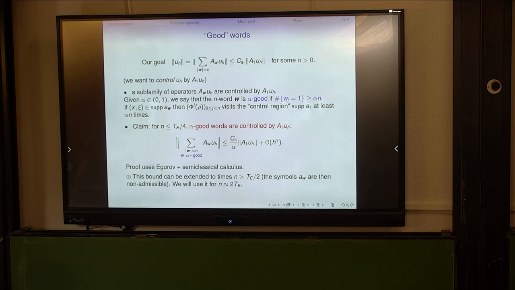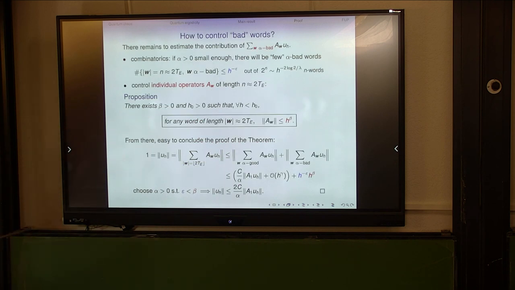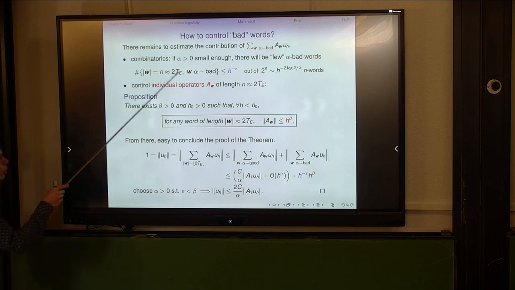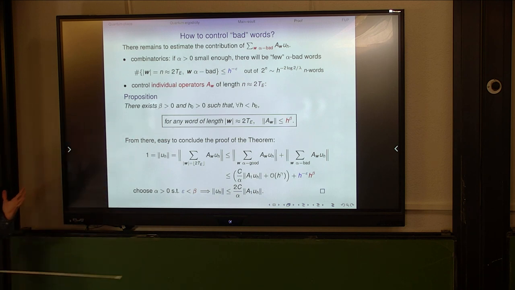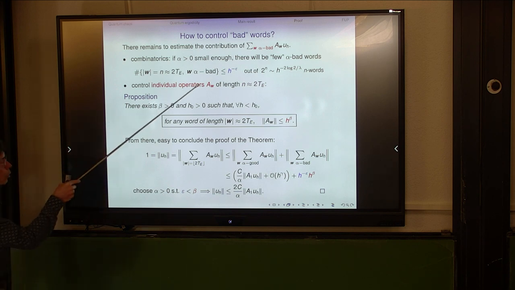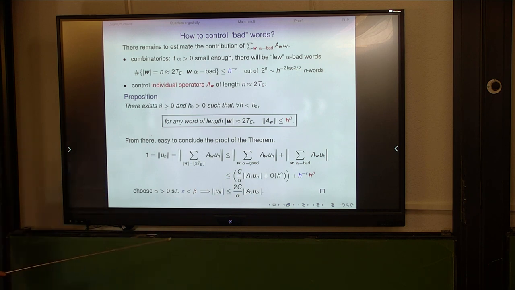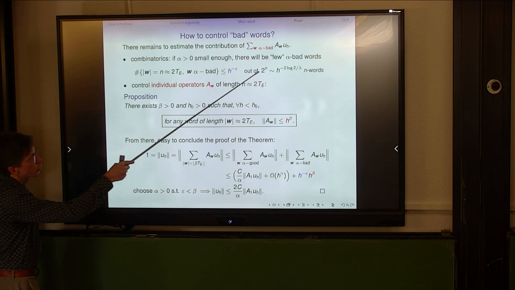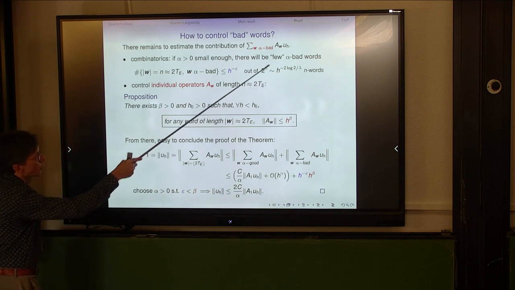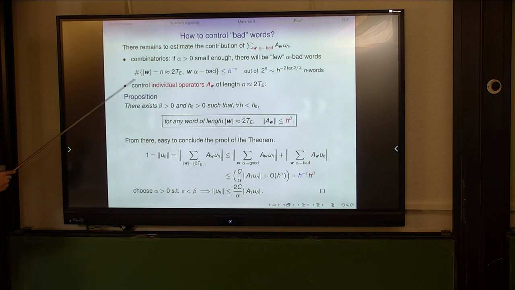And these good words, if alpha is small, are already a big chunk of all the words. Namely, if you fix some epsilon, you can take alpha small enough such that the number of bad words, that is, non-good words, will be relatively small. Small here means a small power of 1 over h. Among all the 2 to the n words, 2 to the n is also some power of 1 over h, but you can adjust. This is just easy combinatorics. You can make sure that the number of bad words is a small power of 1 over h. So of course this grows when h goes to 0, but it grows slowly.